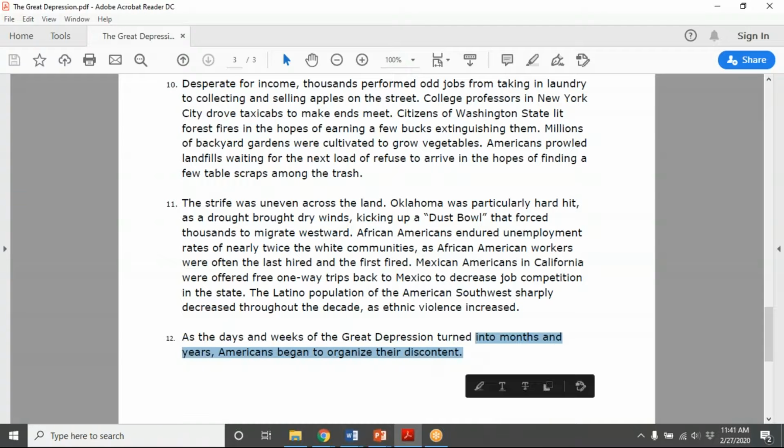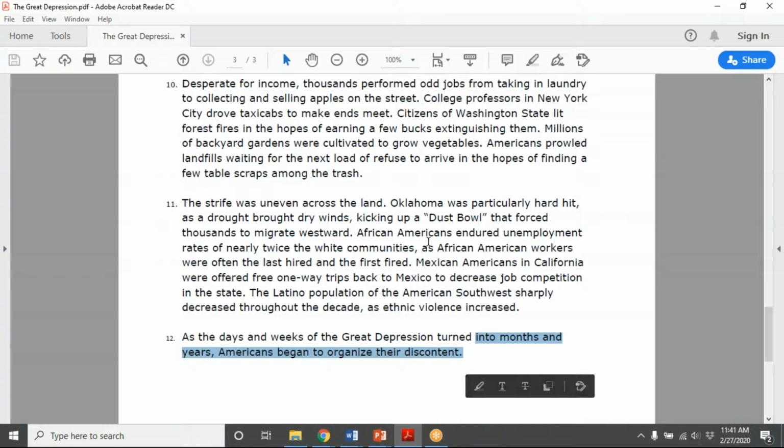This is from the online textbook ushistory.org. And so the next page is about people's protesting, because President Hoover was really doing a crappy job of responding to the crisis. And so people were protesting a lot.